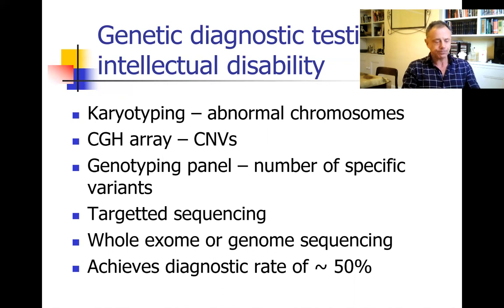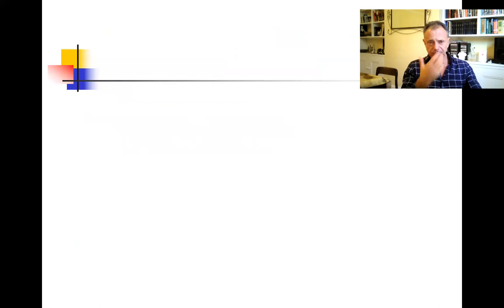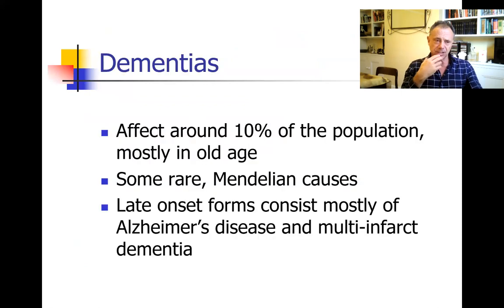Okay, so let's move on now towards the dementias. Dementia is a condition where you begin with normal cognitive function, and then you have loss of cognitive function in different areas.